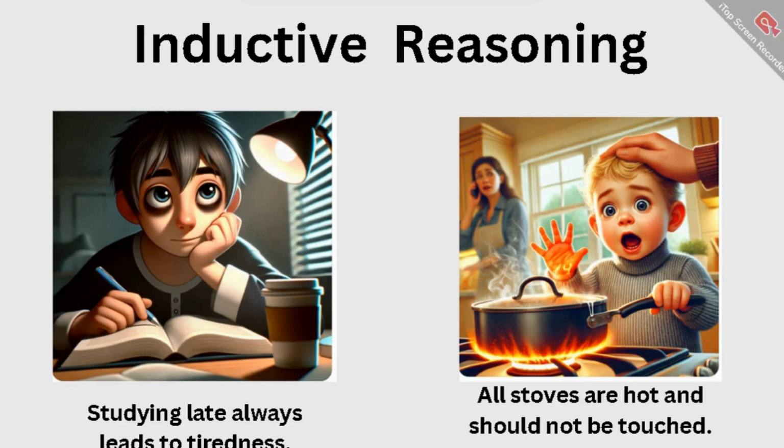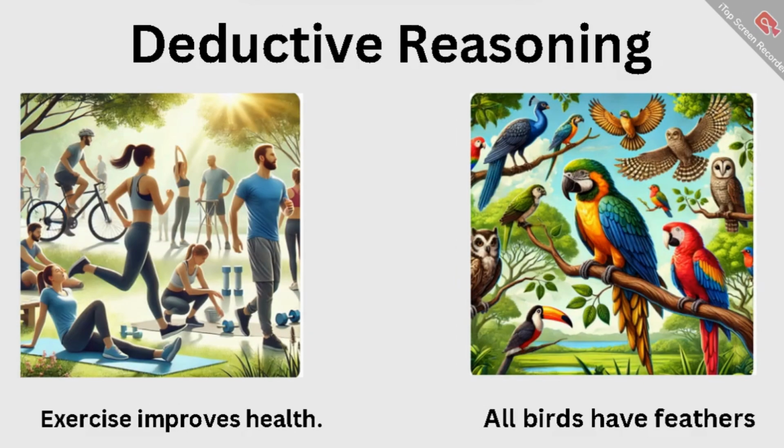Now, if we talk about deductive reasoning, that is from general to specific. Here, first we start with the general rule: all birds have feathers. If we apply it, that means a parrot is a bird because it has feathers. And the next one: exercise improves health. Now, if we apply that, it could be: if I exercise regularly, my health will improve.